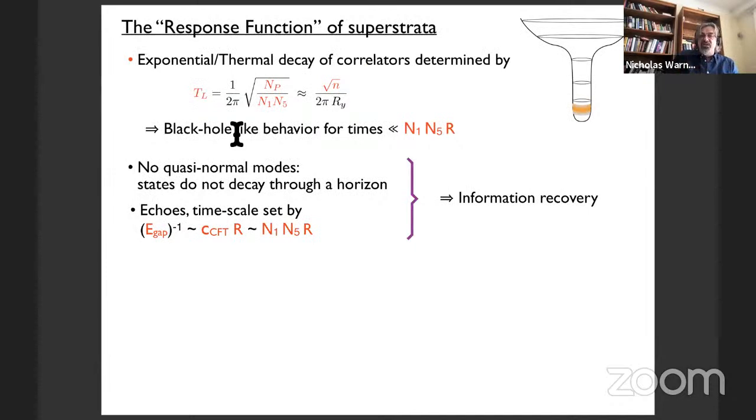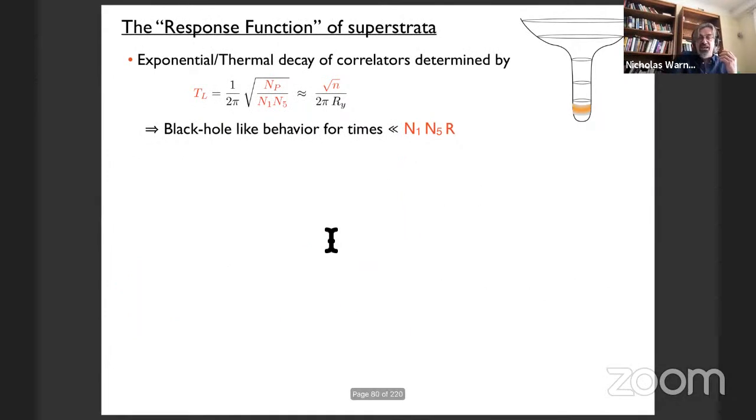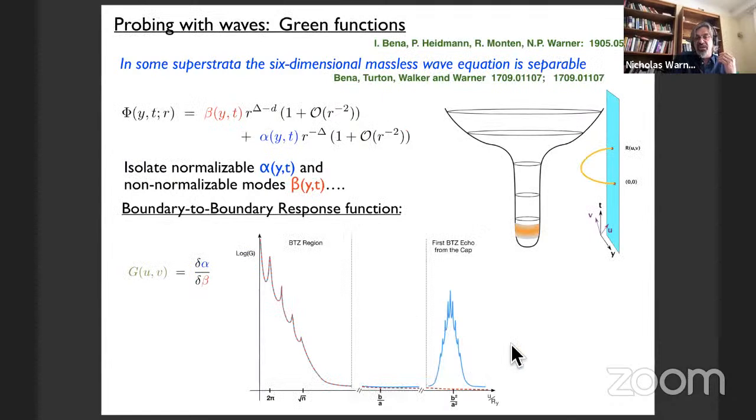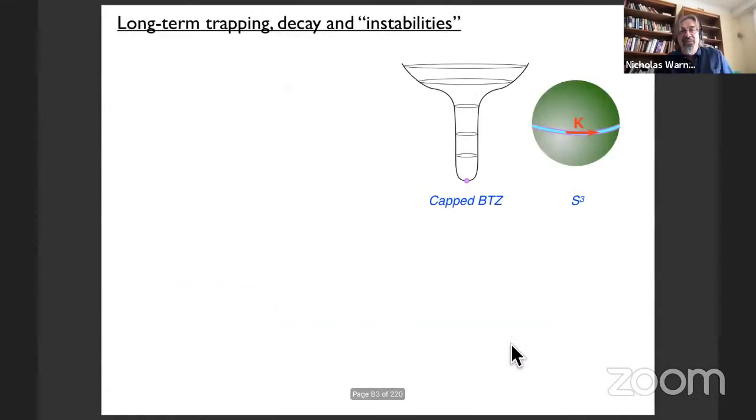But because there are no quasi-normal modes, there's no horizon, there's no decay. So everything comes back as a very sharp echo, at a time scale set by the central charge of the CFT, sometime later. So you get perfect, of course, information recovery. But this ping that comes back is a perfect image of pretty much what went in. This sharp echo simply reflects the fact that this state is far from typical. And so basically you get a highly coherent waveform. There's no hint of chaos here, but wait for it, there will be.